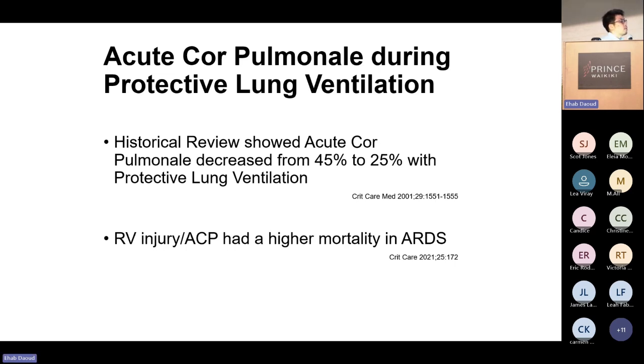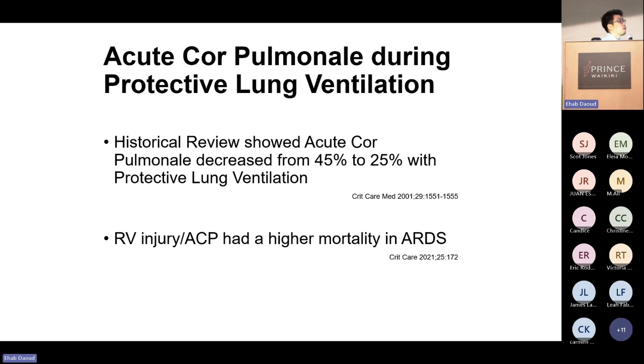This is actually similar to protective lung ventilation. When we think about lung protection, usually it's also protective for the RV. When you think about higher PEEP and lower tidal volume, it's protective to the lung as well as to the RV. And a historical review of the prevalence of acute cor pulmonale in the setting of ARDS actually decreased from 45% to 25% after protective lung ventilation was started. So this is a before and after study.